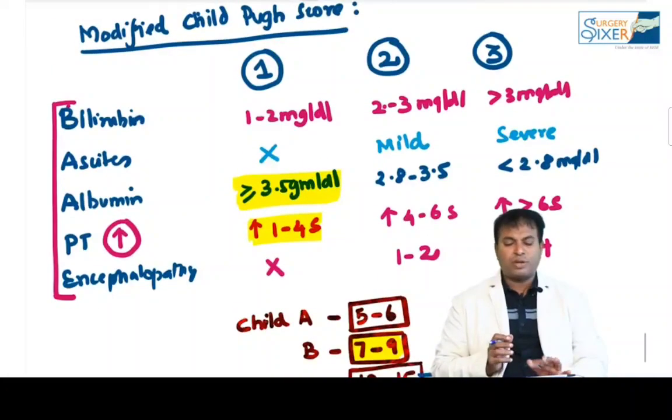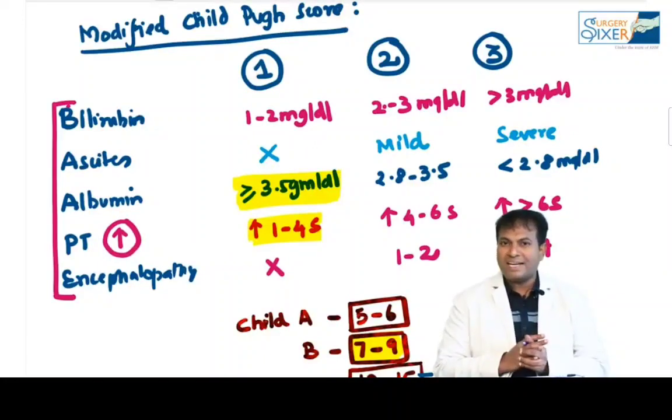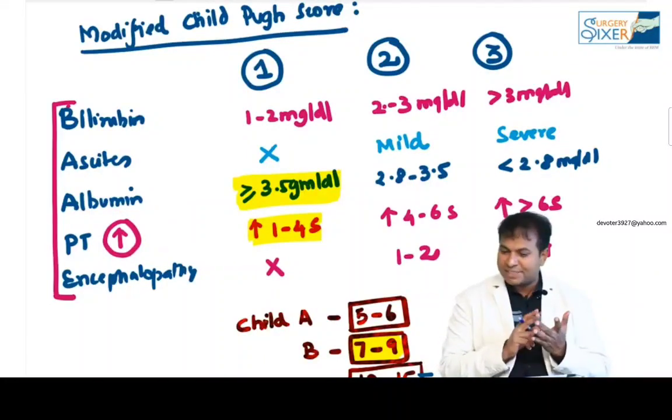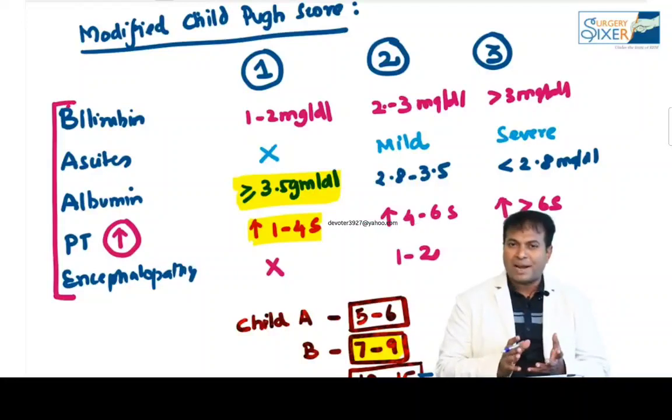So this is one score used to categorize people with DCLD, decompensated liver disease with cirrhosis. We classify them into child A, child B, child C. In those days, this Child-Pugh score was used for liver transplantation. Now we are not using this score.